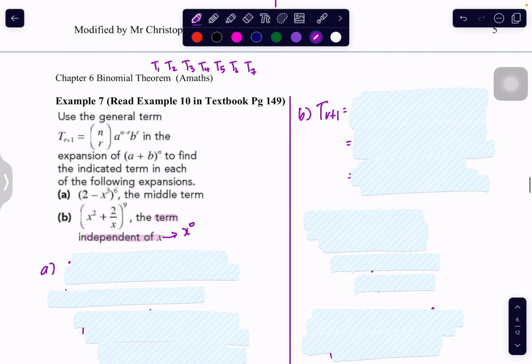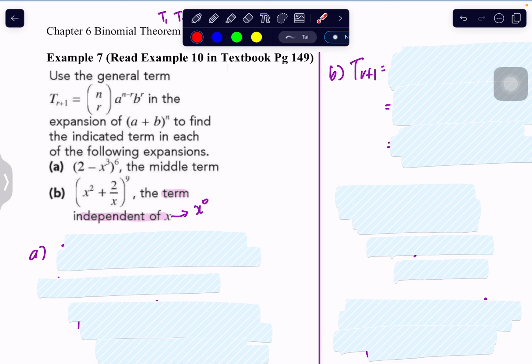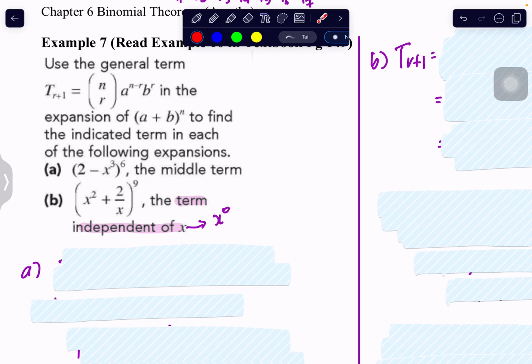Let's look at the next example, example 7. So the question has reminded us about the general term, and we have to use this to find the required term based on the questions. For part A, based on this binomial, we are trying to find the middle term. So before we even start to think what r value to substitute, let's just apply the general term onto this expression. So n will be 6 in this case.